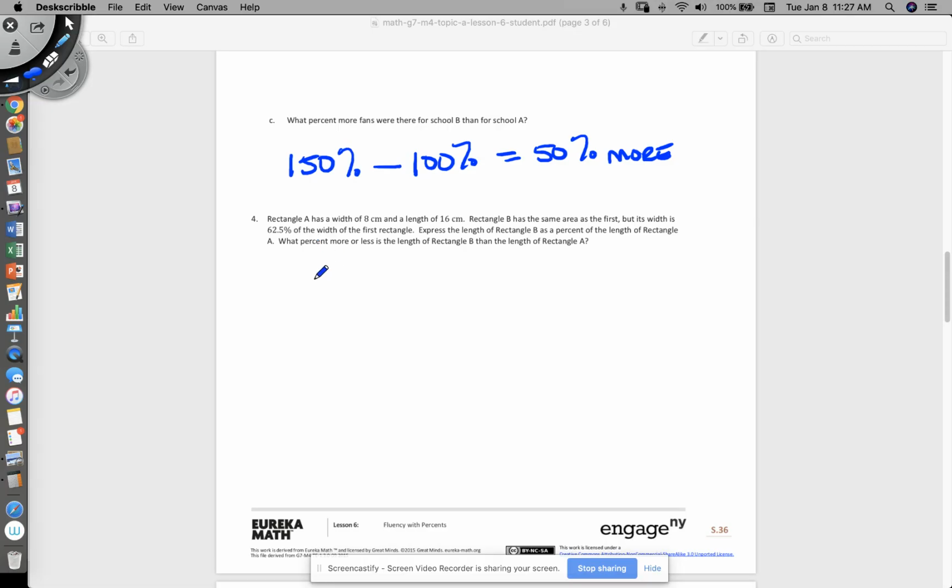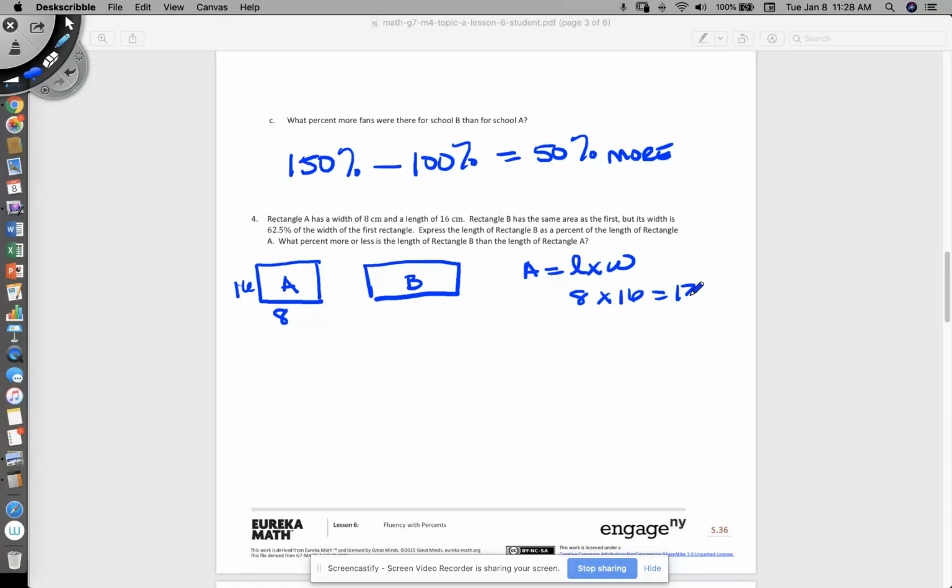All right, so rectangle A, let's kind of draw a picture here. It's not drawn to scale, obviously. This is A. It has a width of 8 and a length of 16. And then B over here has the same area. Area equals length times width, which would be 8 times 16, which will give us 128 centimeters. So they have the same area. So when I multiply these two, I'll get 128 as well.